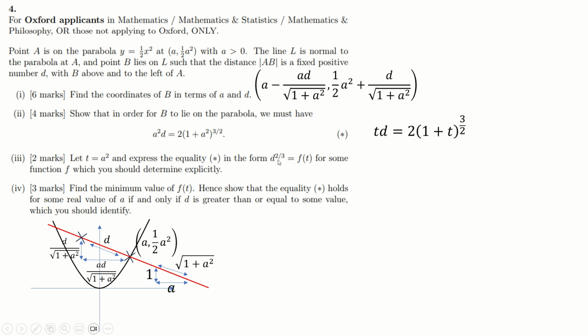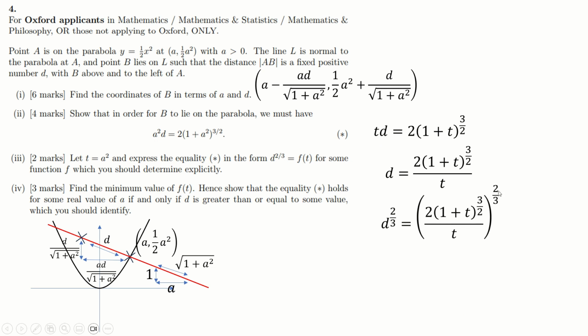And express the equality in the form d to the power 2/3. So divide everything by t, and then raise both sides to the power 2/3 to get this. This 2/3 needs to distribute down to the 2, down to this bracket here, and 2/3 cancels with 3 over 2, of course, because they times together to make 1. And then it also needs to distribute down to that t there.